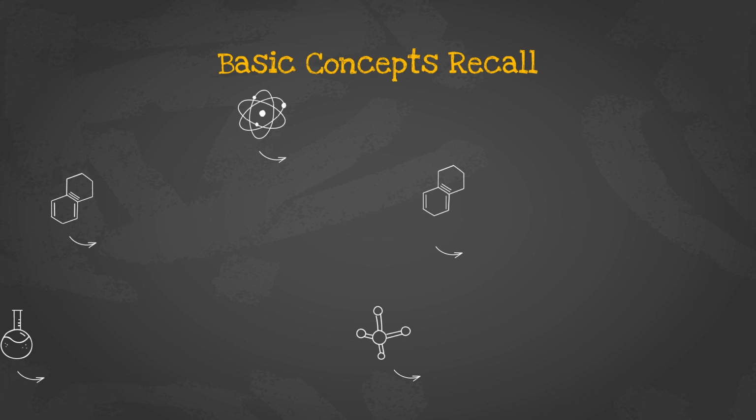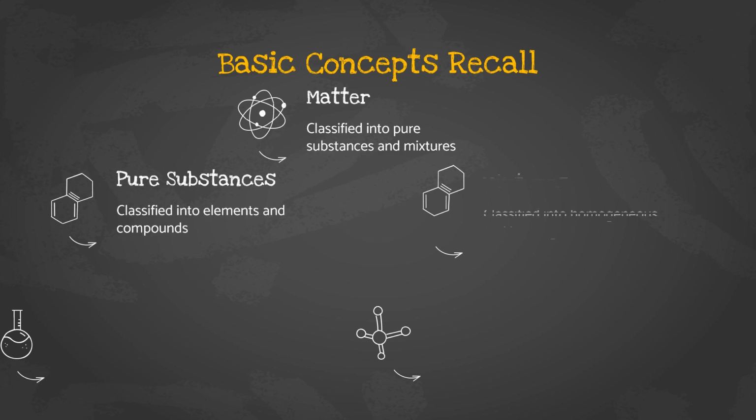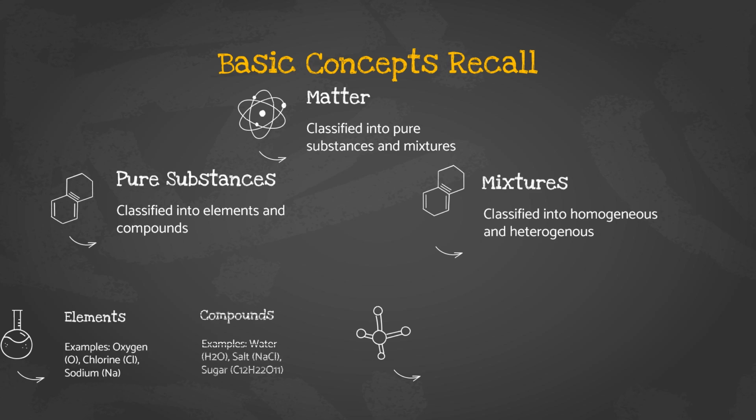From previous basic concepts recall, we have matter, composed of pure substances and mixtures. Under pure substances, we have elements and compounds. Example of elements are oxygen, chlorine, and sodium. Example of compounds are water, or H2O, salt, or sodium chloride, and sugar, or C12H22O11.